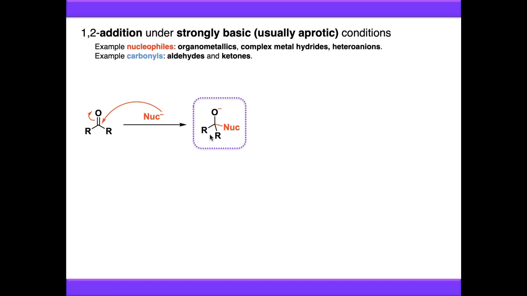If we're using something like an organometallic or a complex metal hydride, the mechanism will look something like this, where we're pushing a carbon-metal bond or a hydrogen-metal bond. But fundamentally it gets us to the same place, which is our tetrahedral intermediate.